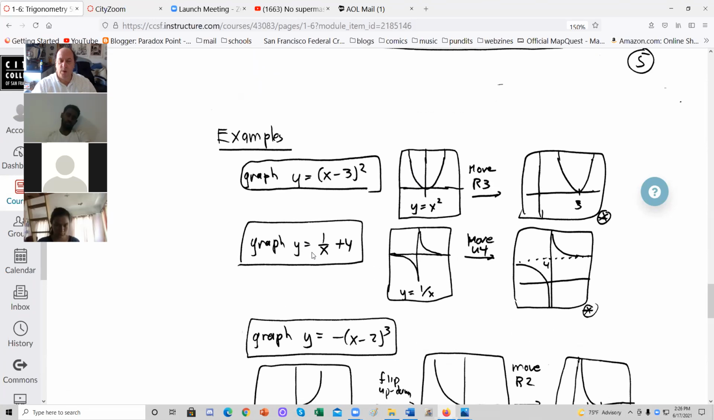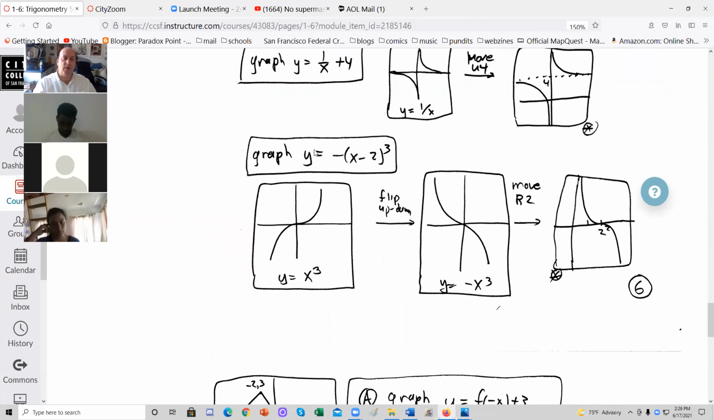Here's the graph y equals 1 over x plus 4. 1 over x is this hyperbola reaching infinity when x equals 0, reaching 0 when x equals infinity. This plus 4 means you move it up 4. So this line here, called the asymptote, is raised 4 units. So it's asymptotic to x equals 0, but it's also asymptotic to y equals 4.